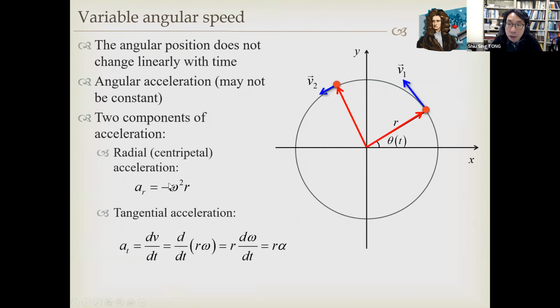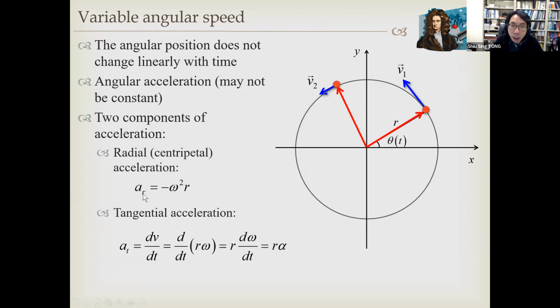Now, this result is independent of whether the angular velocity is constant or not. Even if the angular velocity is not constant, there is still a component of the acceleration that is towards the center of the circle. And that is the centripetal acceleration. And it's also given by minus omega squared r, where omega is, of course, the angular velocity at the instant that you're concerned with. So this formula still holds.